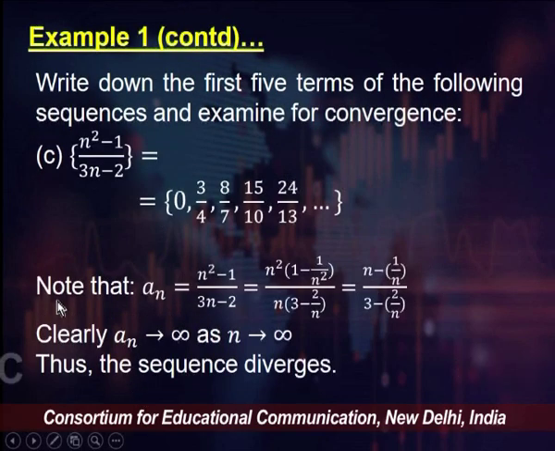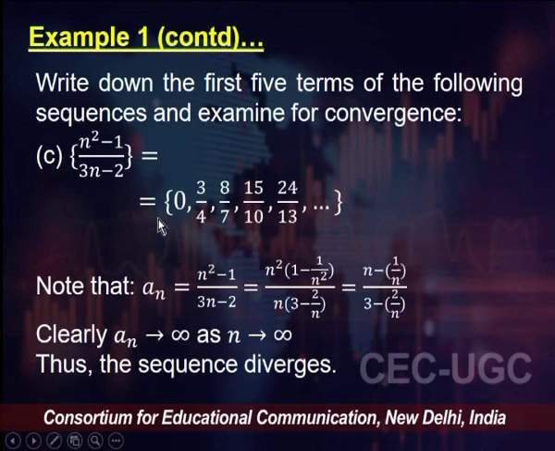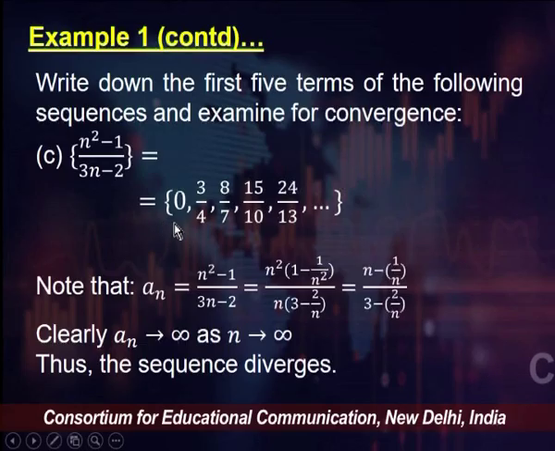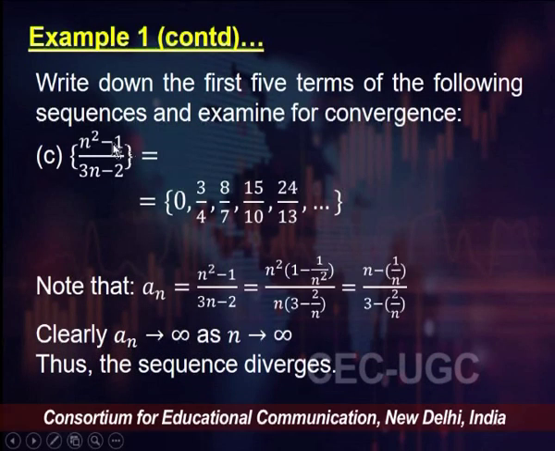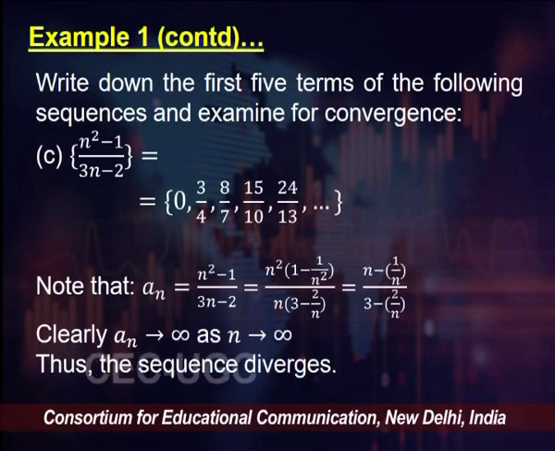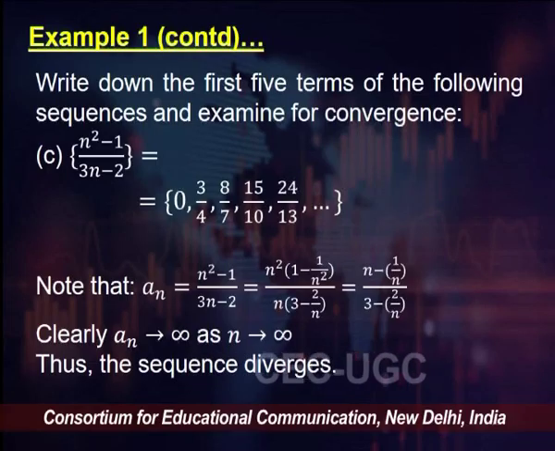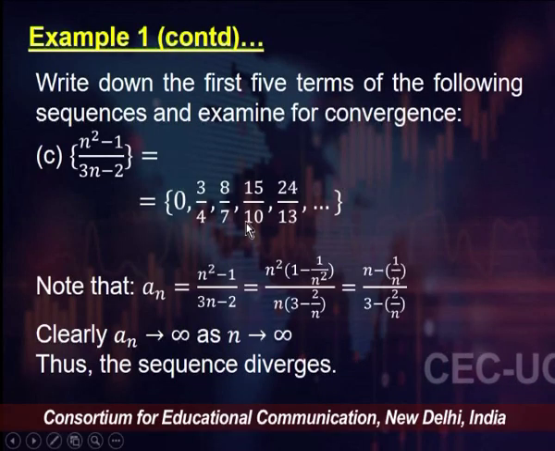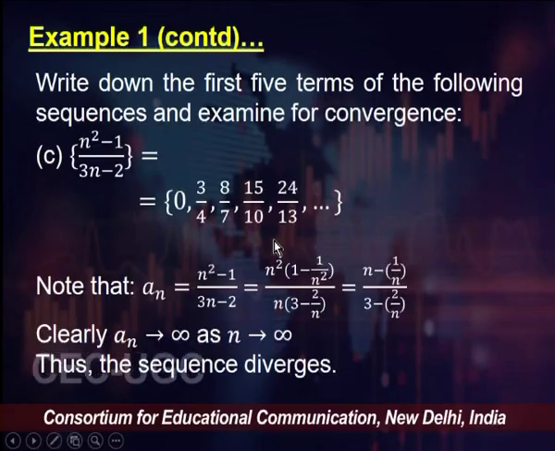Part C of the question gives a sequence where the general term is (n squared minus 1) divided by (3n minus 2). When n is 1, you get 0 as the first term. Then when n is 2, you have 4 minus 1, 3 in the numerator, and in the denominator I get 6 minus 2, which is 4, so 3 by 4. Similarly, you have 8 by 7, 15 by 10 and 24 by 13 as the first 5 terms.